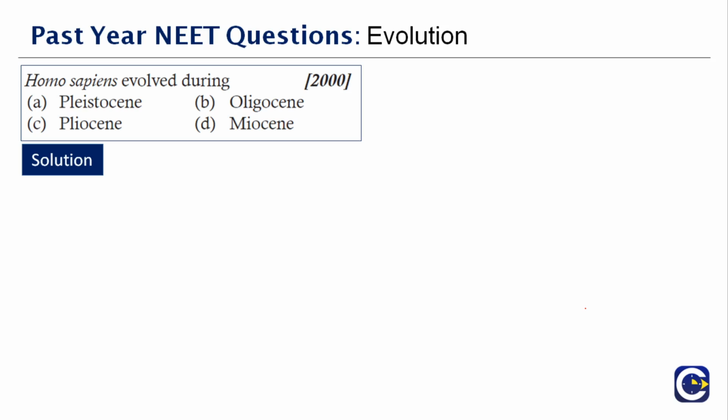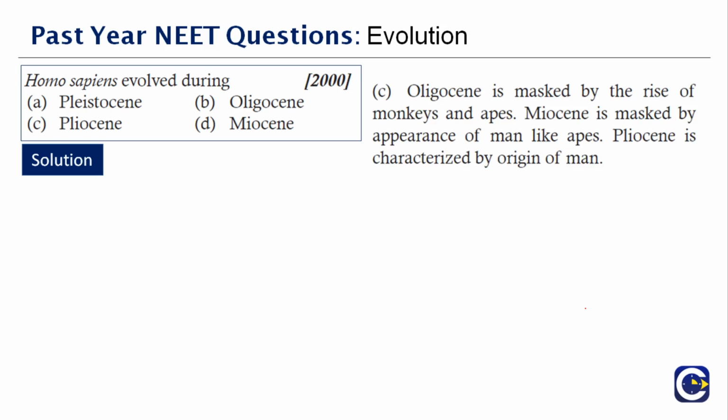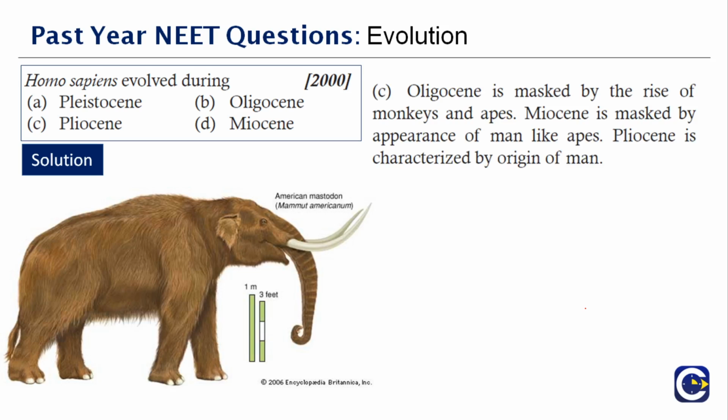While if you take the rest, Oligocene and the rest, they are not that. They are actually marked by the rise of the monkeys and apes. Oligocene is the rise of monkeys and apes. Miocene is marked by the appearance of man-like apes, while Pliocene is characterized by the origin of man. So exactly we are talking about man here. Therefore, the right answer is Pliocene. So here you have the clear image of how a Pliocene looks. It's the American mastodon, and it comes in that era. Homo sapiens evolved during that era. Next question.